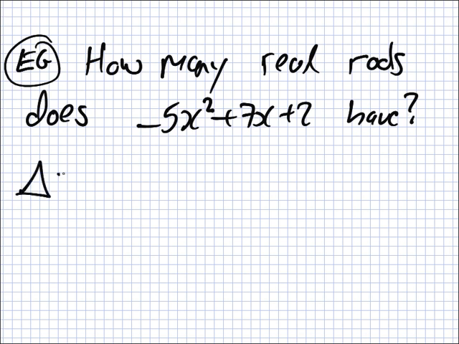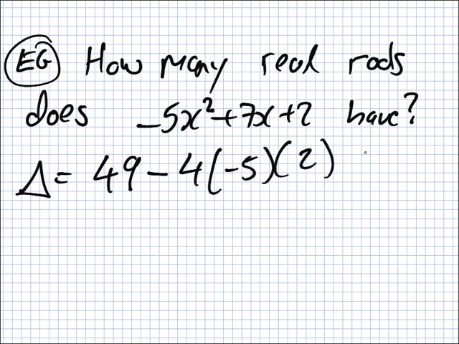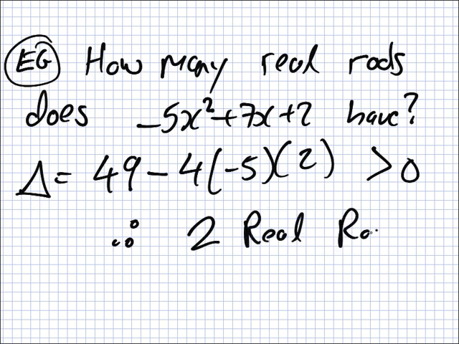So, the discriminant, what will that be here? 49 minus 4 times minus 5 times 2. And I don't even have to calculate this because I can clearly see it's positive, because a minus by a minus is a plus, and a plus and a plus is a plus. So therefore, 2 real roots. Yeah? Okay, can you write this down? We'll do a harder one.